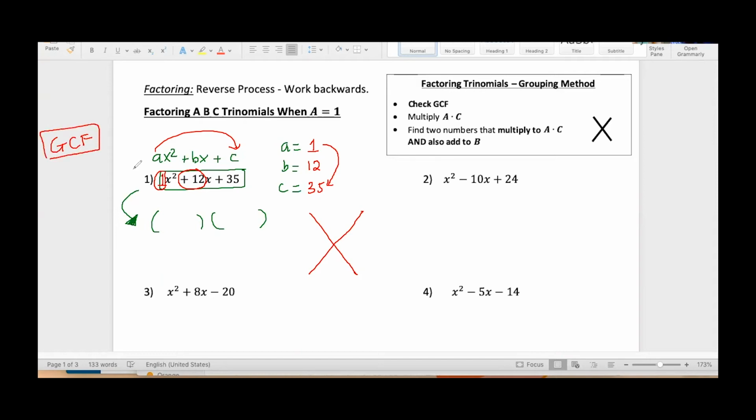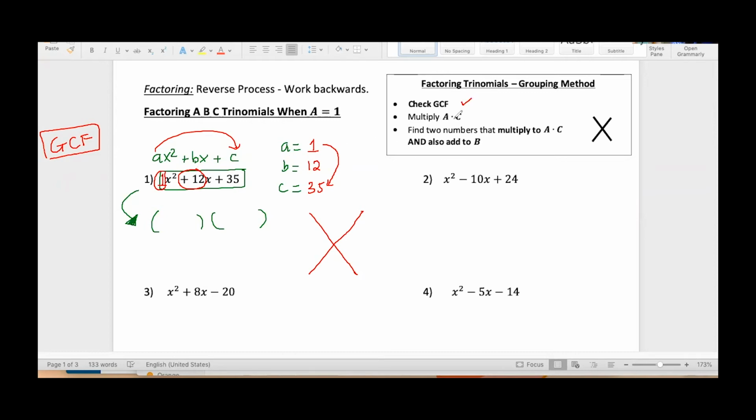So you always have to check for GCF. As you can see, 1, 12, and 35 have nothing in common. Right here, we have x squared, x, and no x's at all, meaning they have nothing in common either. So for that reason, we cannot use GCF yet. So check for GCF, that's step 1, right? And they do not have any GCF, so we're going to move on.